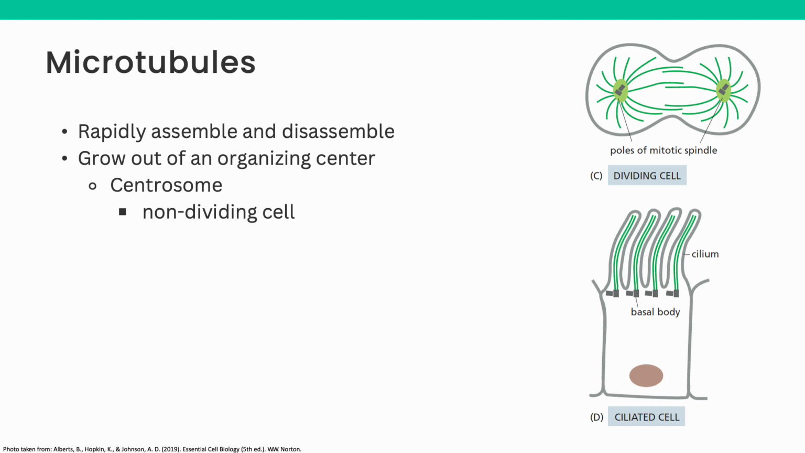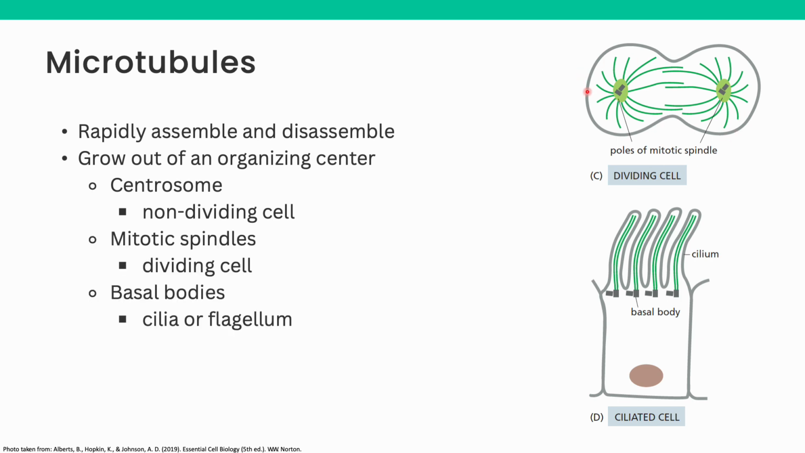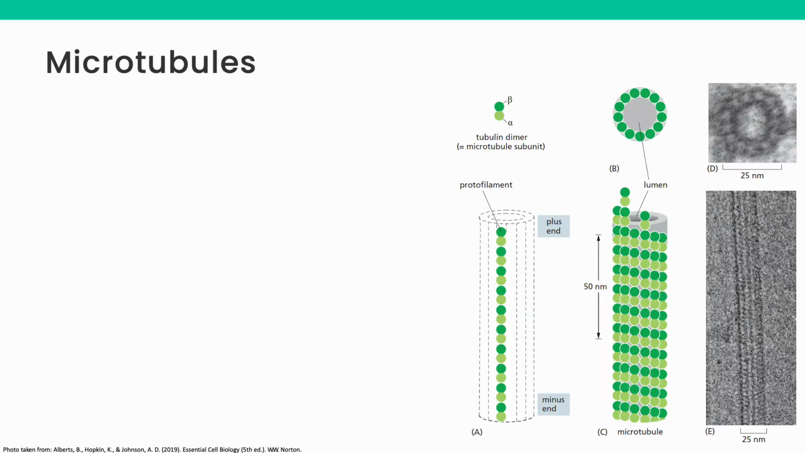Aside from this, in the dividing cell, we also have the mitotic spindles, and in cilia, or your flagellum, we have the basal bodies where our microtubules grow out of. Next, let's talk about the structure and formation of our microtubules.